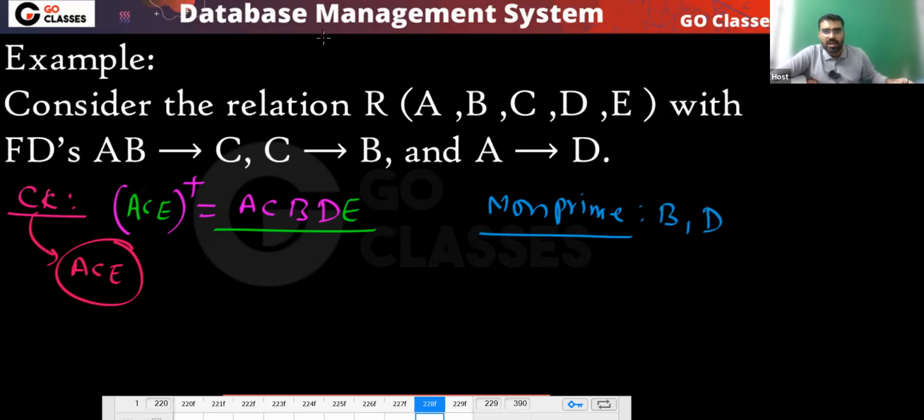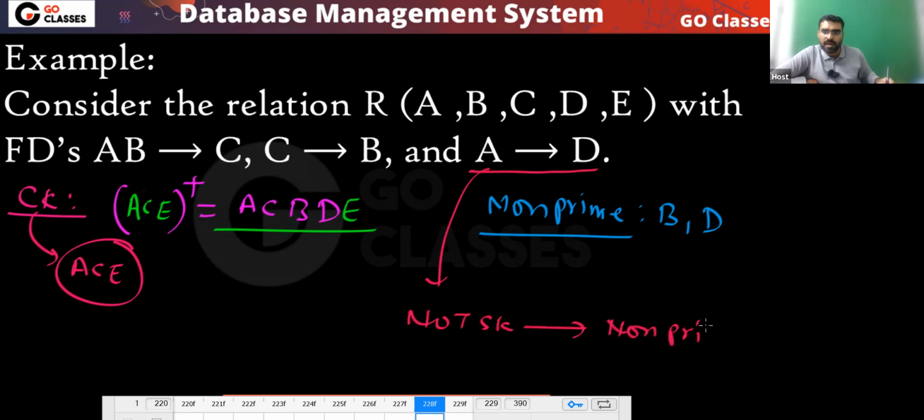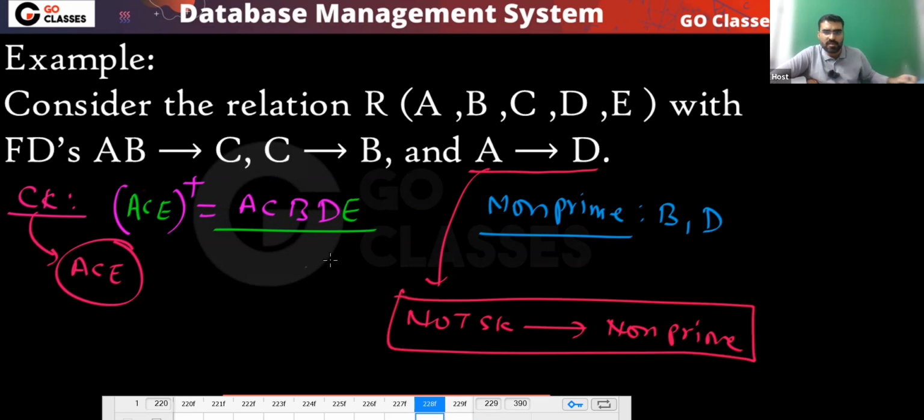So which is the violation of 3NF? Actually, you don't have to find the violation, you just have to check whether this is in 3NF or not. You can notice this is not in 3NF, because A is not a super key and D is non-prime. So here I can say that definitely this relation R is not in BCNF. I can say R is not in 3NF.